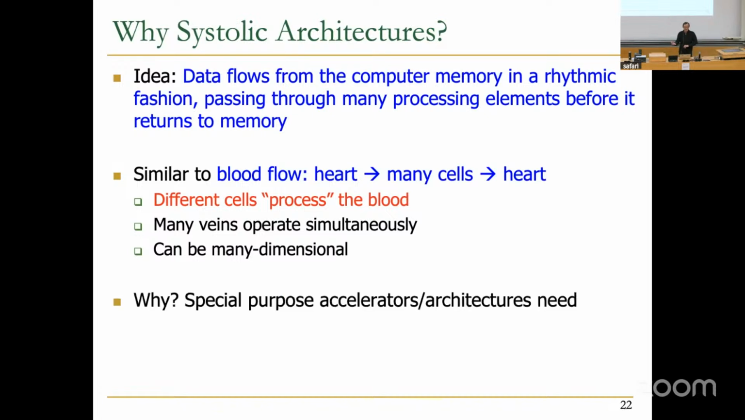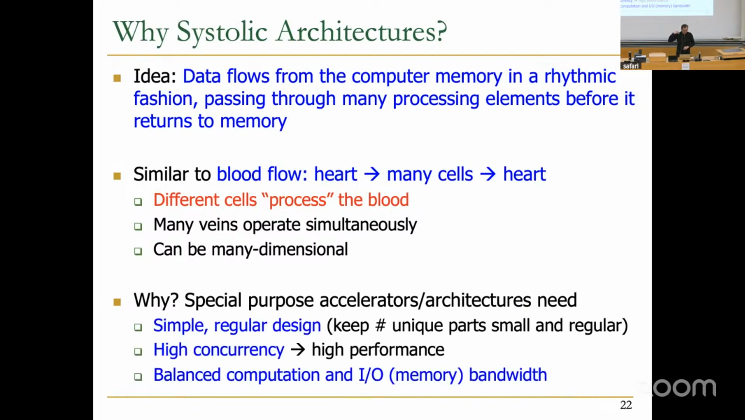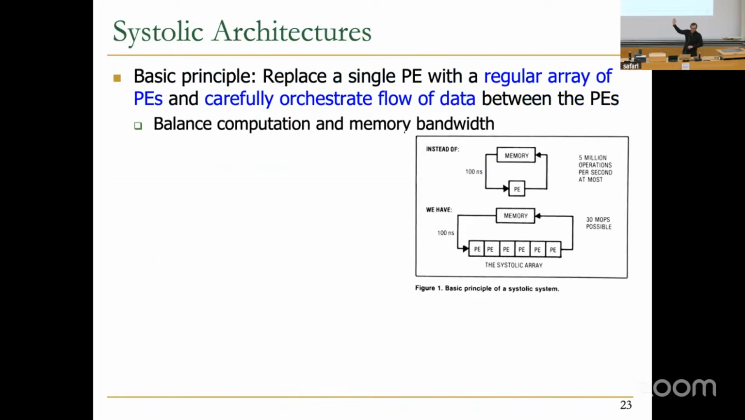So why did he do this? Basically, he was trying to design special purpose accelerators with the requirements that I said earlier. Simple design, high concurrency, balancing I/O and computation bandwidth. So I've already said a lot of this over here, and this is the picture. So you may say, okay, this looks like pipelining. In a sense, yes, you're pipelining these processing elements. That's actually true.